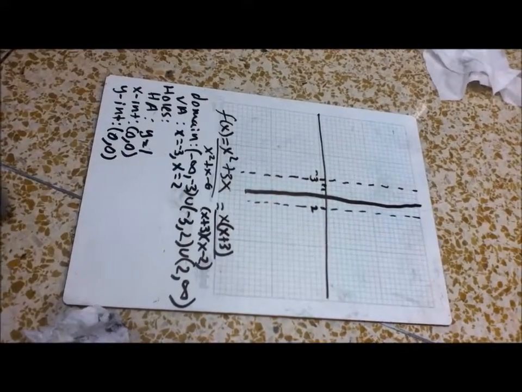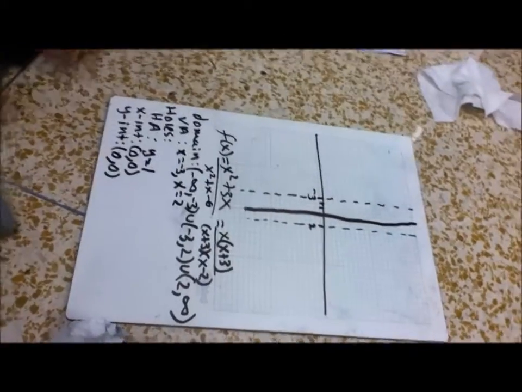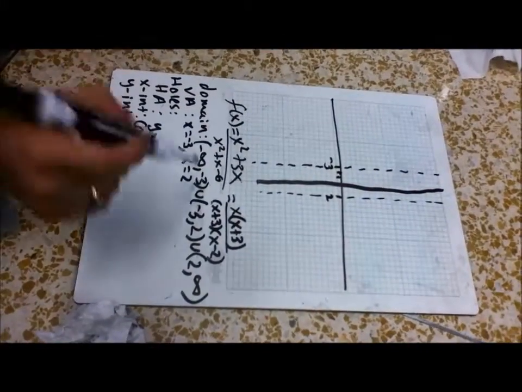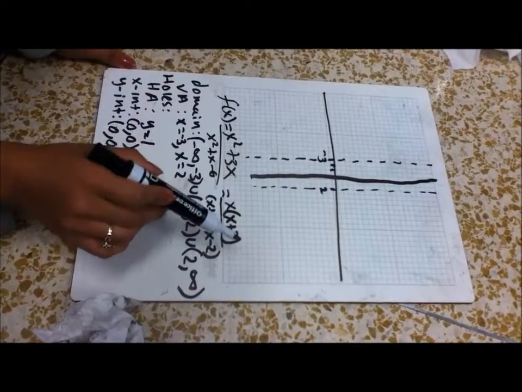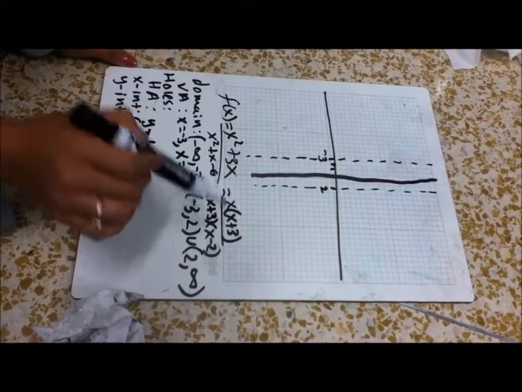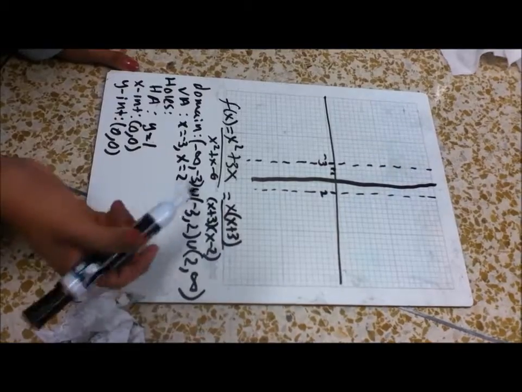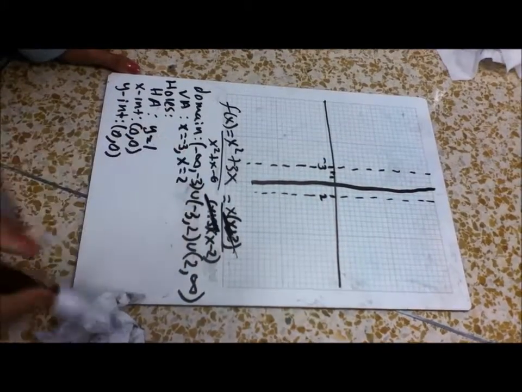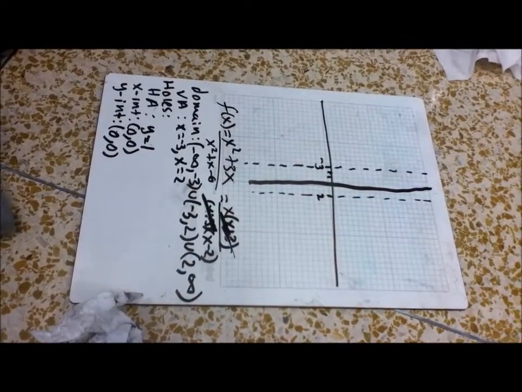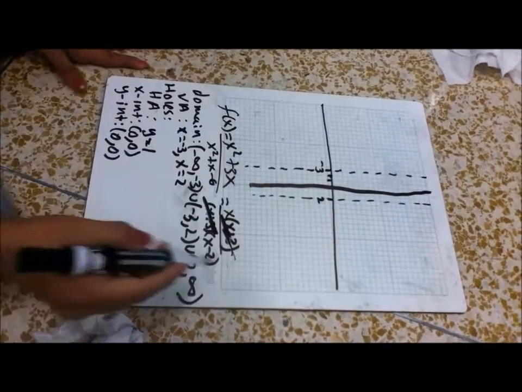So now, the only thing that we have left is the holes. If we go back to the factored form, we notice that there's a common factor in the numerator and the denominator, and that is the x plus 3. So we're going to cross them out. x plus 3, x plus 3. Since there's not going to be a point there.